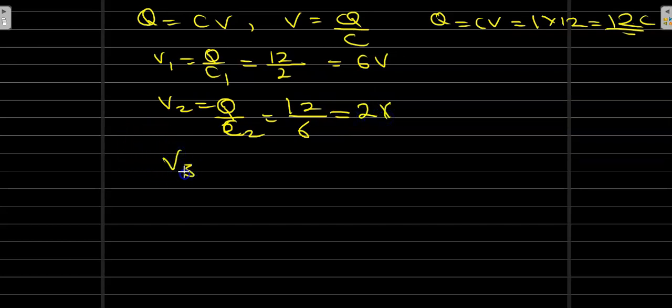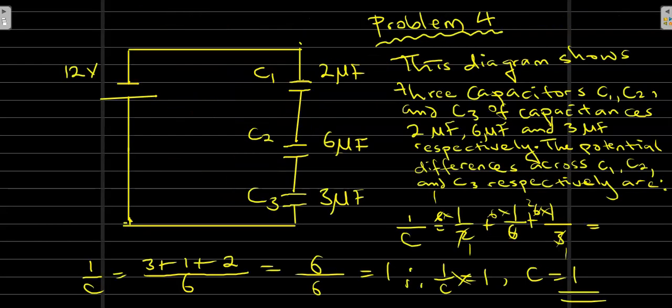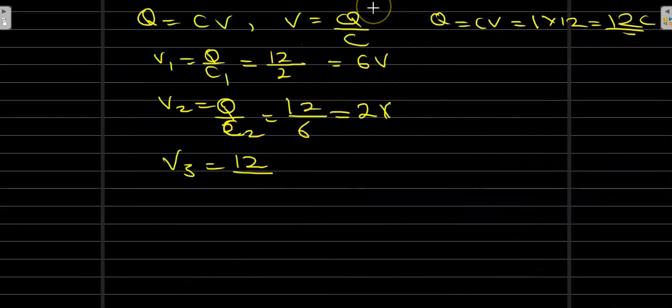And for V3, we're going to have 12 again, which is Q over C3. And what is C3 here? C3 is 3 microfarad, which is going to give us 12 over 3. And 12 over 3 is equal to 4 volts. Therefore, this is V1, V2, and V3.